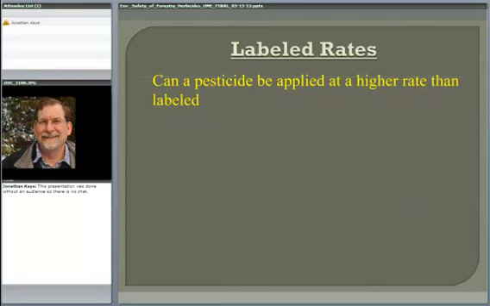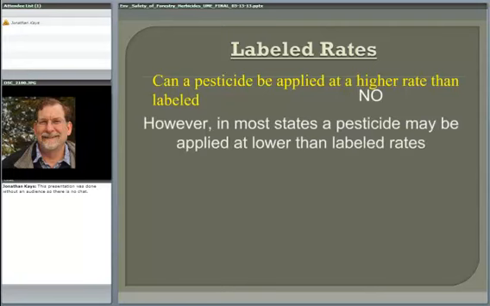Another question that comes up is, can a pesticide be applied at a higher rate than labeled? I think this is probably a fairly obvious question. The answer to that is no. The research that's been developed has found at what level you start to get negative impacts, and there are built-in safety factors, which we'll talk about in a little bit. The fact is you don't want to go over the labeled rate. That being said, in many states like Maryland, a pesticide may be applied at a lower than labeled rate.